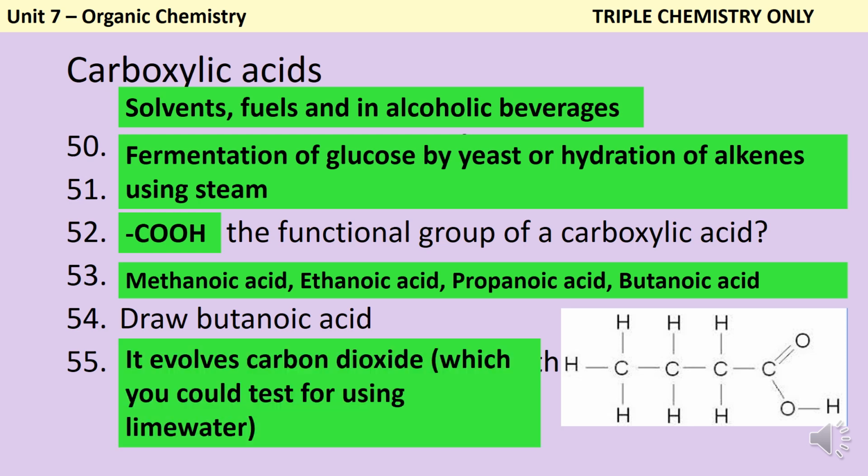When ethanoic acid, or indeed any carboxylic acid, reacts with a carbonate, it will release or evolve some carbon dioxide, and we could then test and prove that this is carbon dioxide using lime water, which will obviously go white as it produces a white precipitate, which makes it go sort of cloudy and milky.